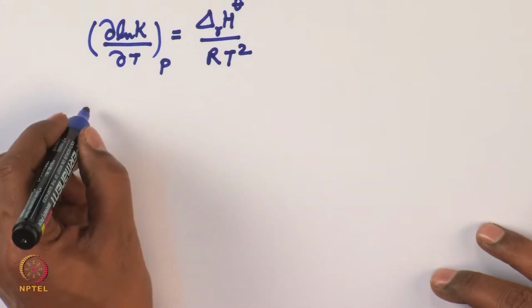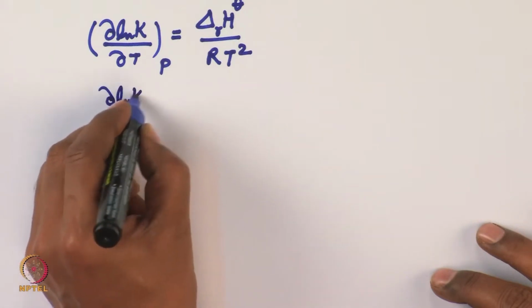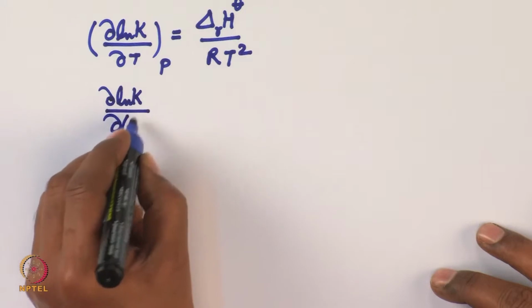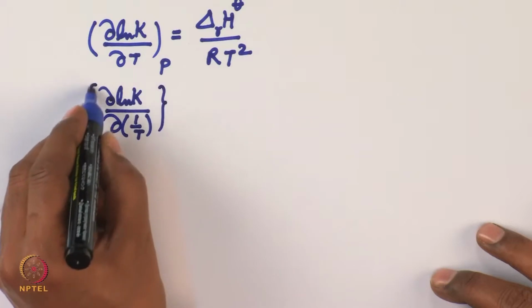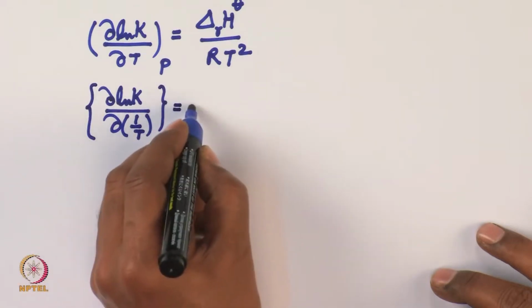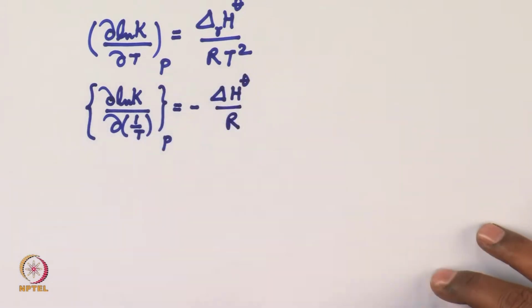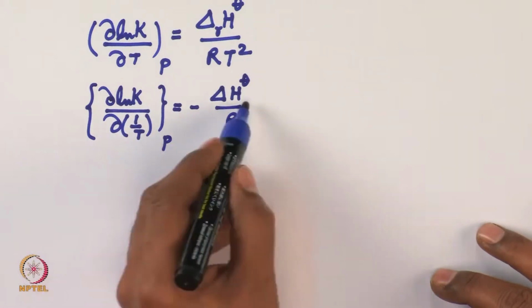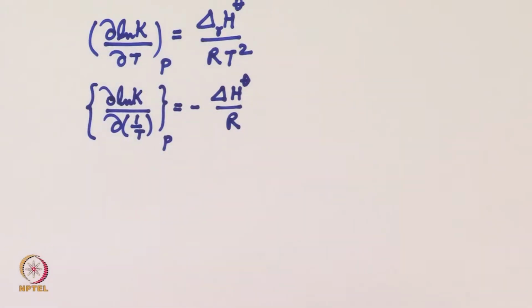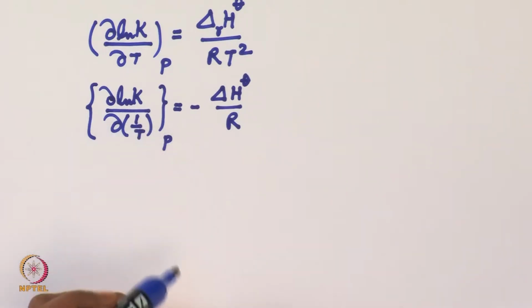Another form of this equation I can write is dou log K by dou 1 by T instead of T. Let me write 1 by T at constant pressure, it will be minus delta H naught by R, because d 1 by T is minus 1 by T square, and eventually that will then convert into this form of the equation.